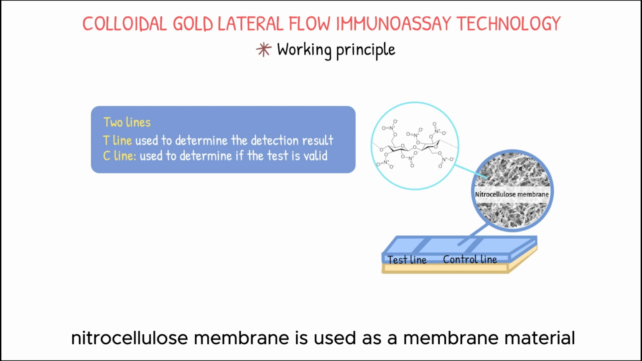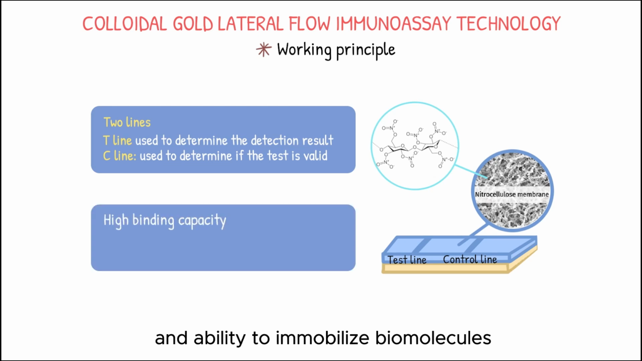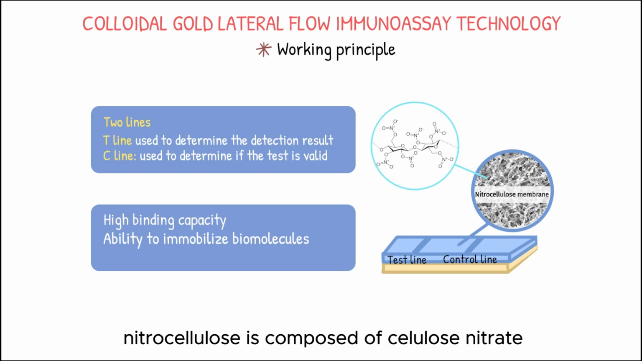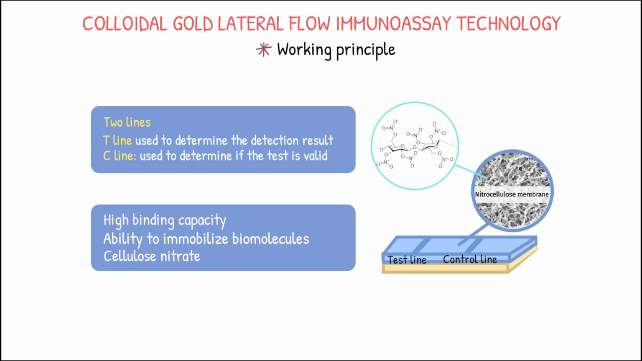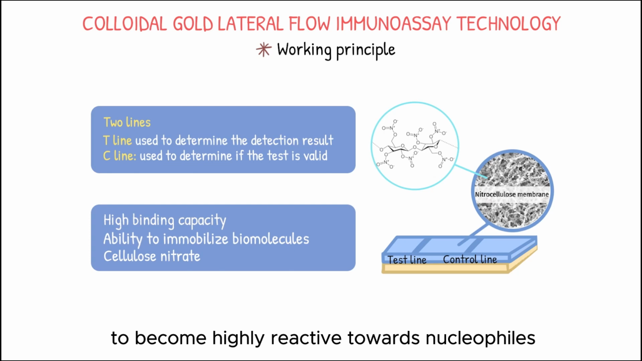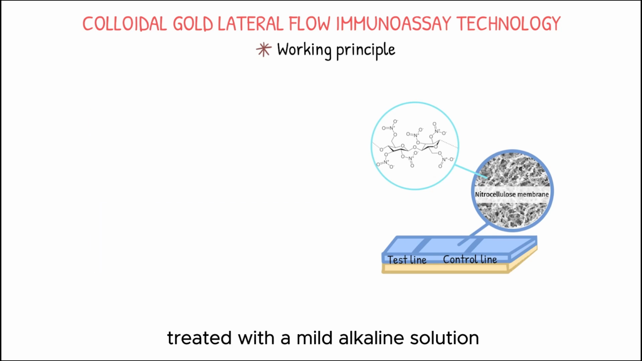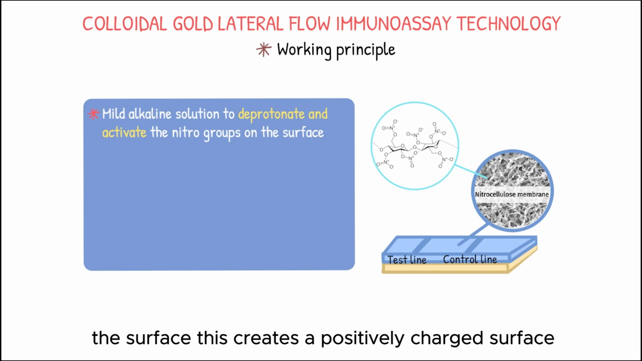Nitrocellulose membrane is used as a membrane material due to its high binding capacity and ability to immobilize biomolecules. This comes from its porous and hydrophilic nature. Nitrocellulose is composed of cellulose nitrate, which contains nitro groups that cause the cellulose fibers to become highly reactive towards nucleophiles. During the manufacturing process, nitrocellulose membranes are typically treated with a mild alkaline solution to deprotonate and activate the nitro groups on the surface.